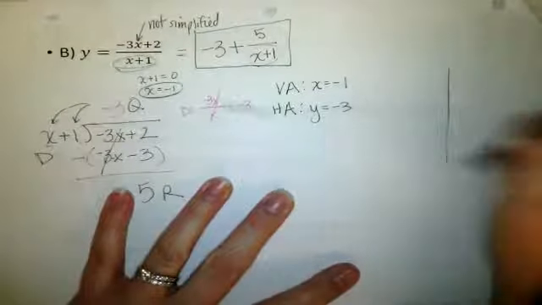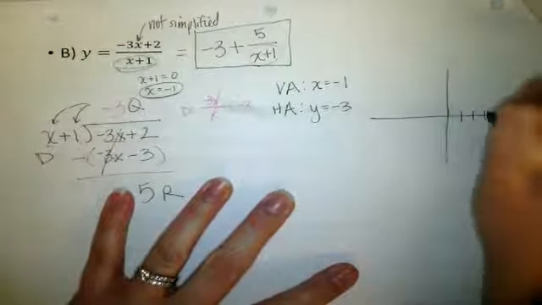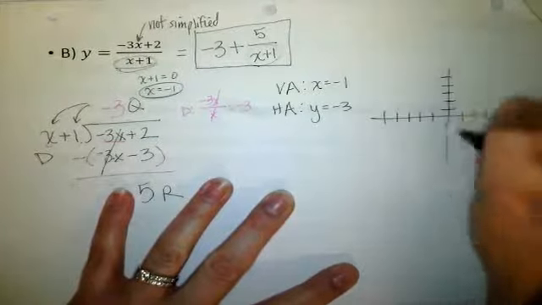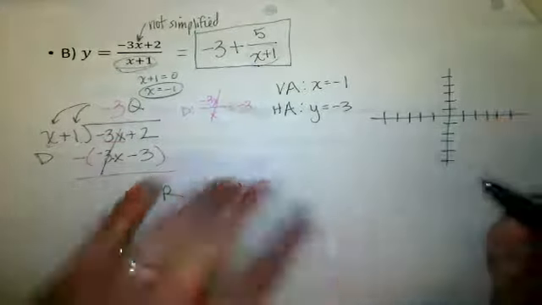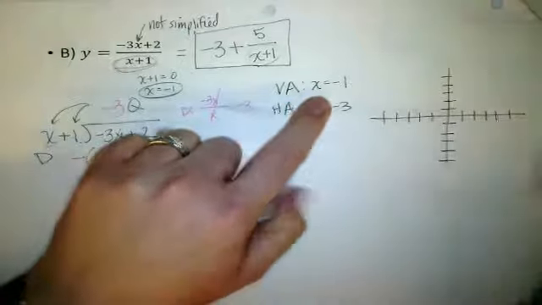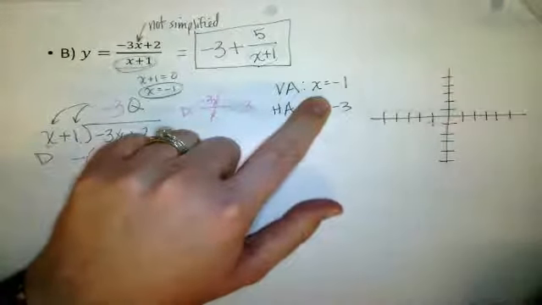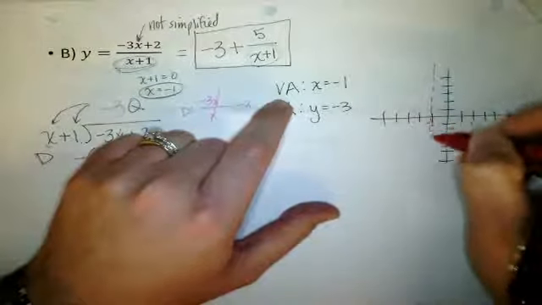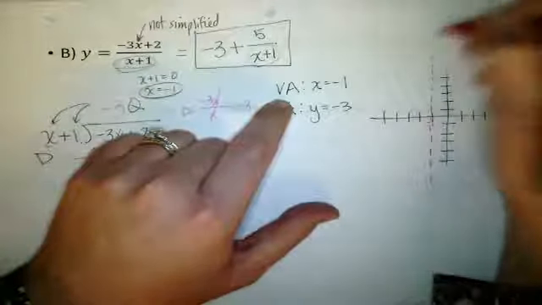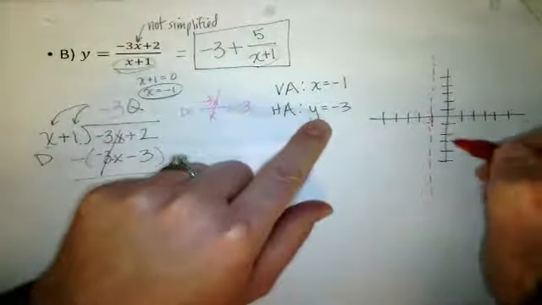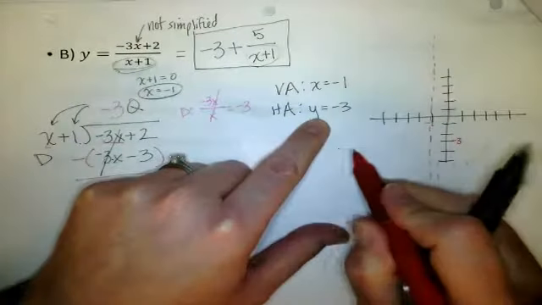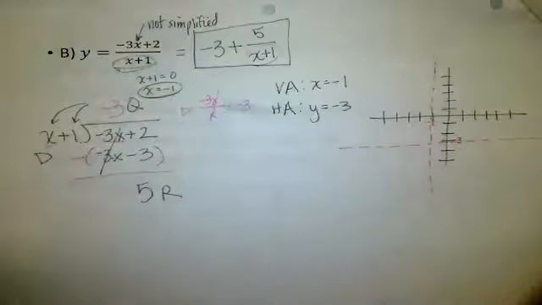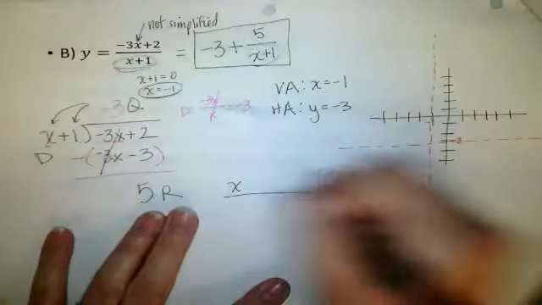All right, I have 1, 2, 3, 4, 5. All right, graphing my asymptotes. I'm going to go to negative 1 on the x-axis and draw a vertical line. Going to go to negative 3 on the y-axis and draw in my horizontal line. And make a little XY chart.